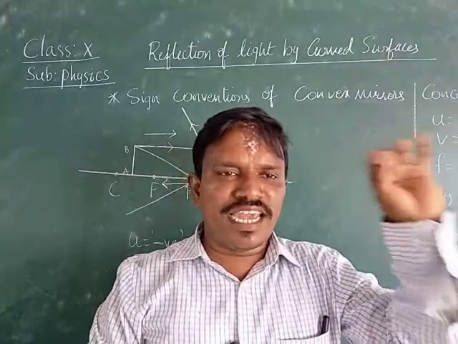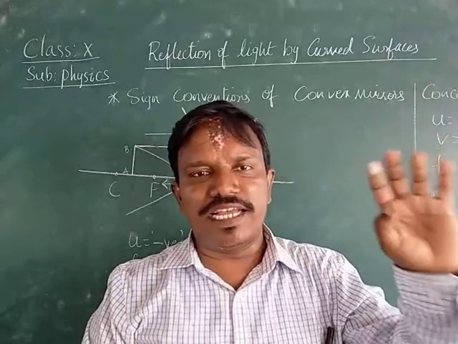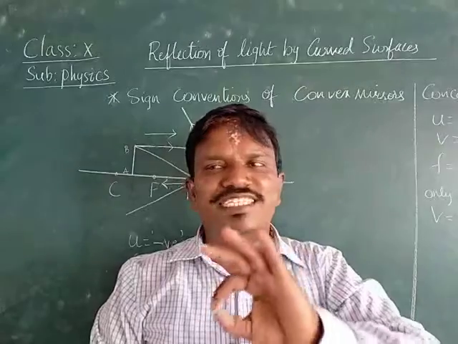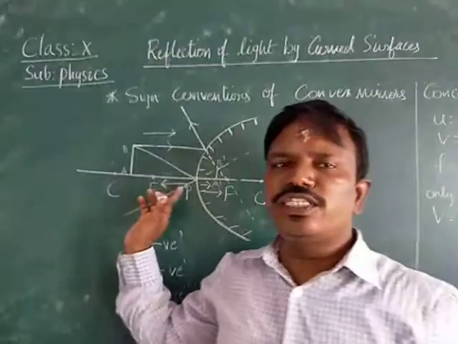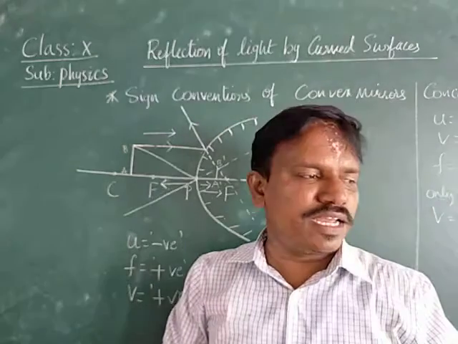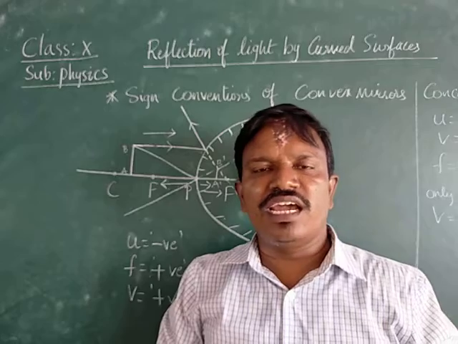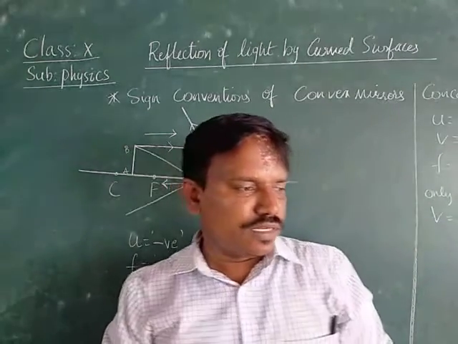But only in one case is V positive, that is when the object is placed between the pole and the focal point. Whereas in the convex mirror, only U is negative, remaining all are positive. That is about the sign conventions of the spherical mirrors.